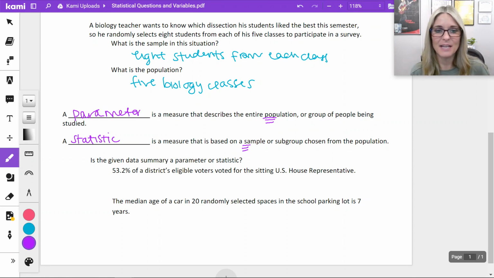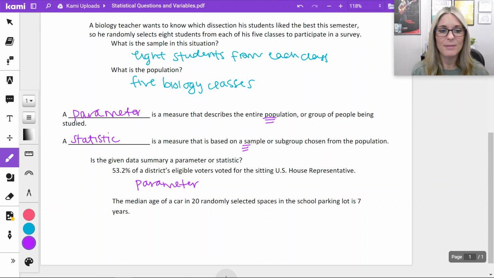Is the given data summary a parameter or statistic? The first one we have there, 53.2% of the district's eligible voters voted for the sitting U.S. House representative. This is an example of a parameter because it is representing the entire population. Similar to my example before, we're trying to represent all of Americans, or we're representing all of the United States, or all of the voters. This is a parameter example.